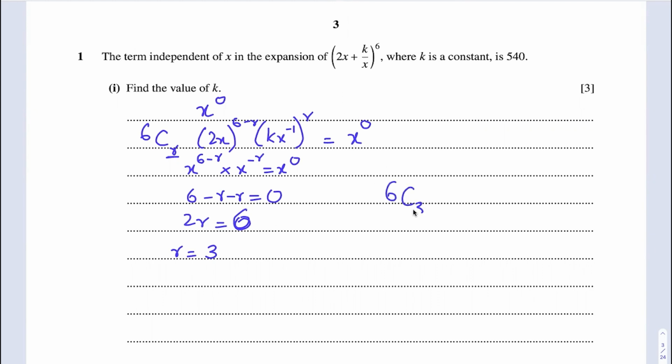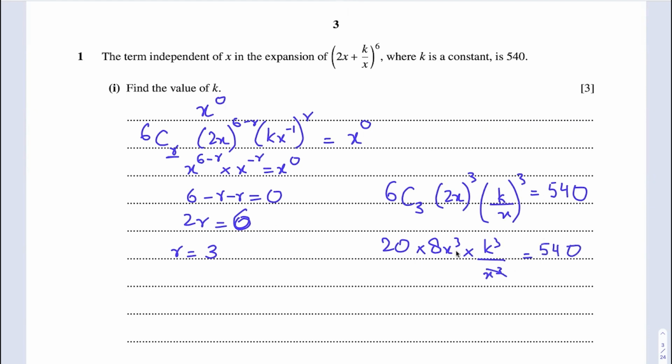So 6C3, a to the power 3, a is 2x, so 2x to the power 3 into k upon x to the power 3 is equal to 540. 6C3 is 20 times 8x cube into k cube upon x cube is equal to 540. So we have k cube is equal to 540 divided by 160, which is 3.375. Taking the cube root of 3.375, we get k is equal to 1.5.